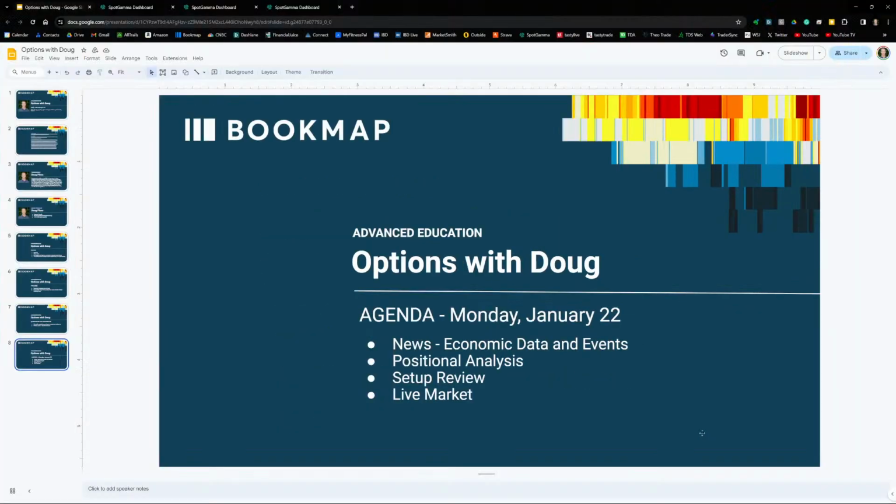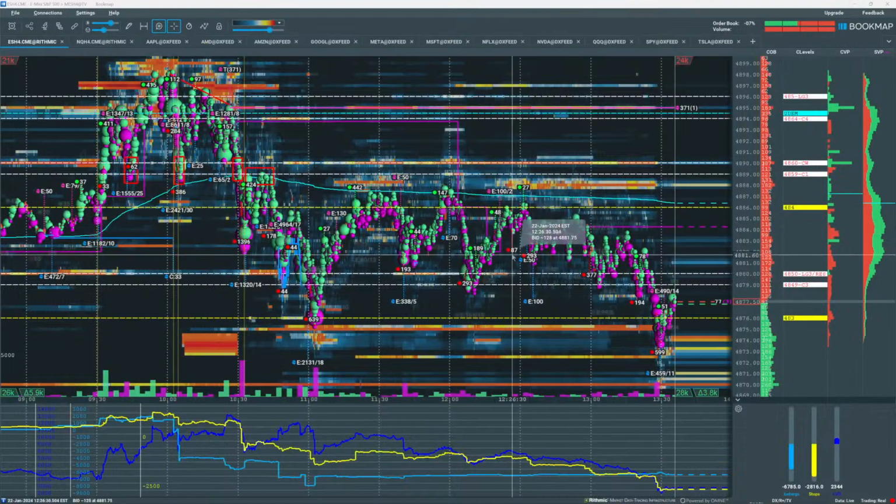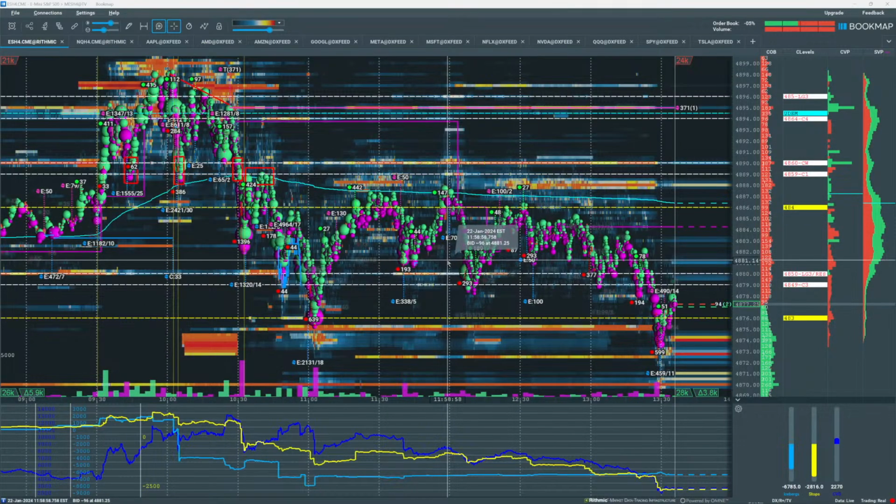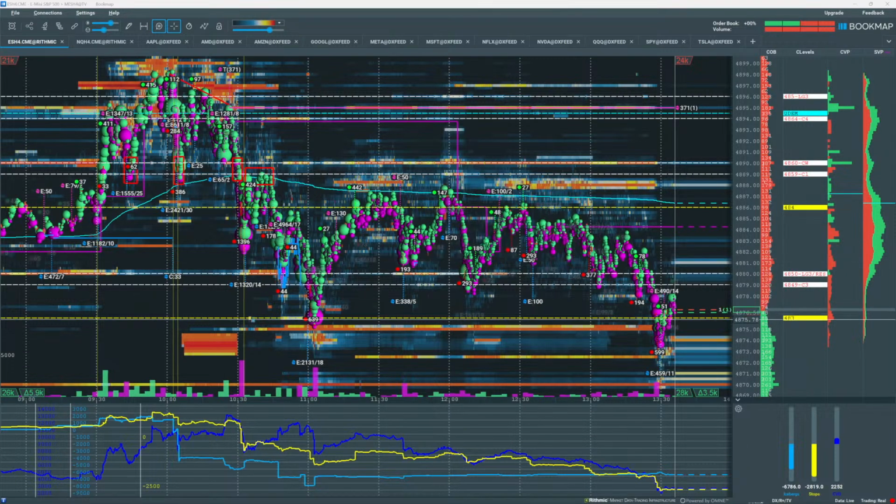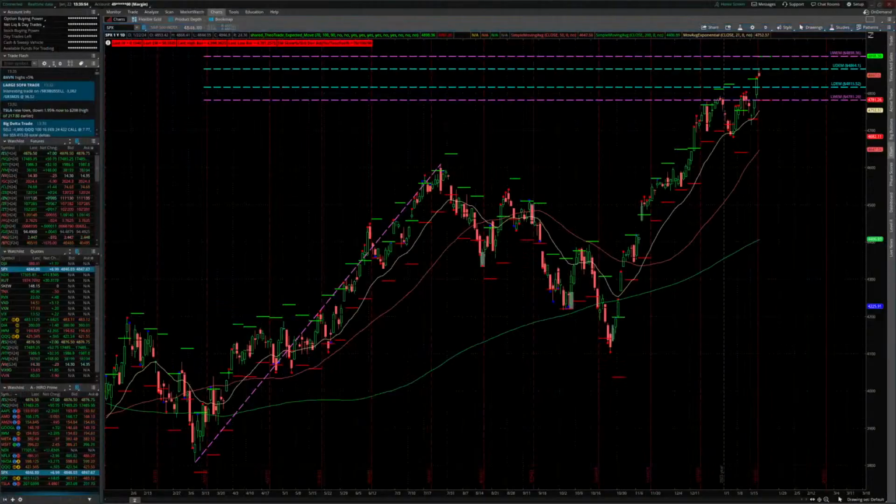Now let's move on to positional analysis. I'm going to start with the S&P 500. This is the ES futures in Bookmap. And before I take a closer look at this chart, I do want to take a look at the underlying index, which is SPX, in a larger time frame. I'm going to start with a one-day chart in Bookmap.